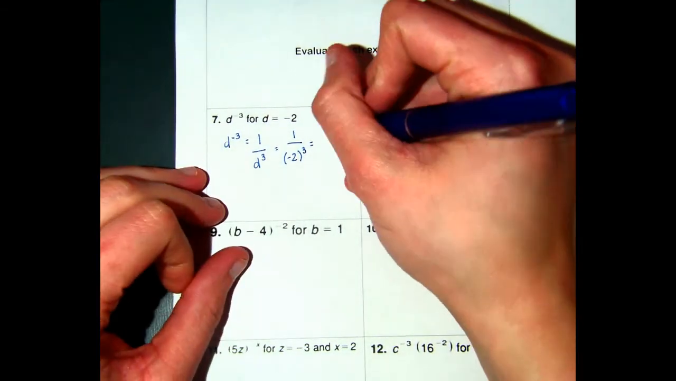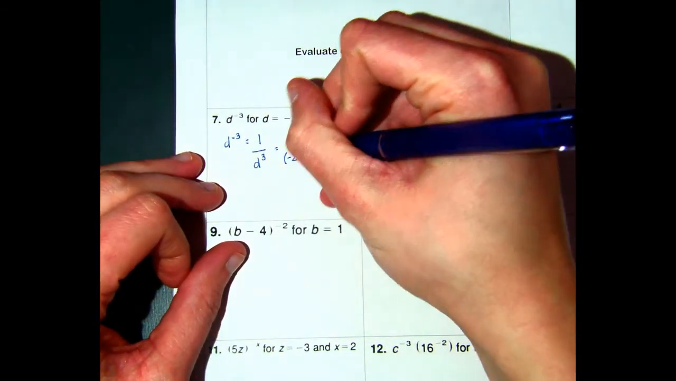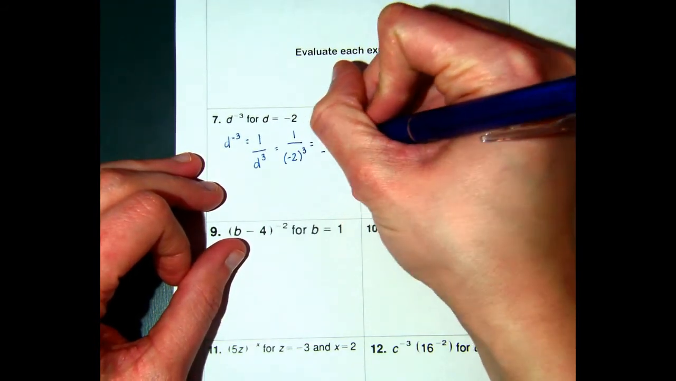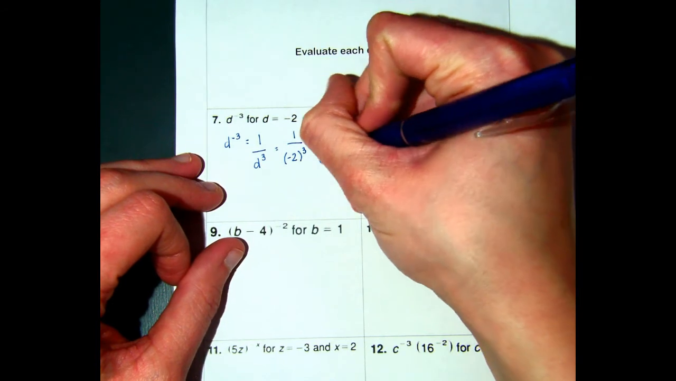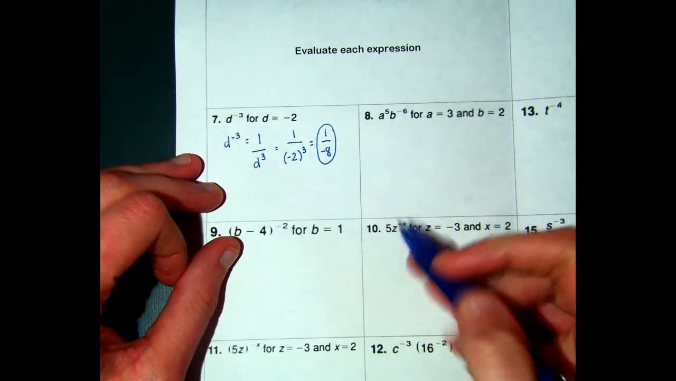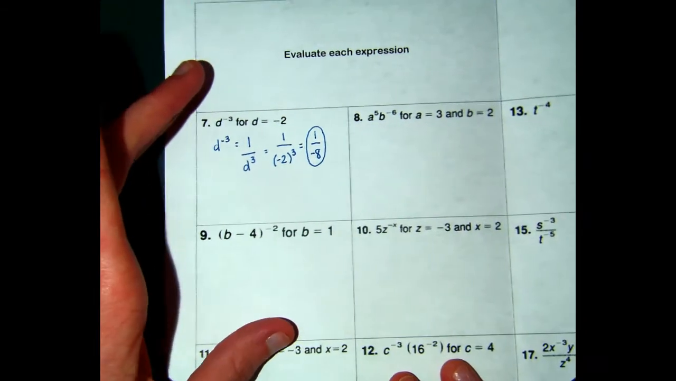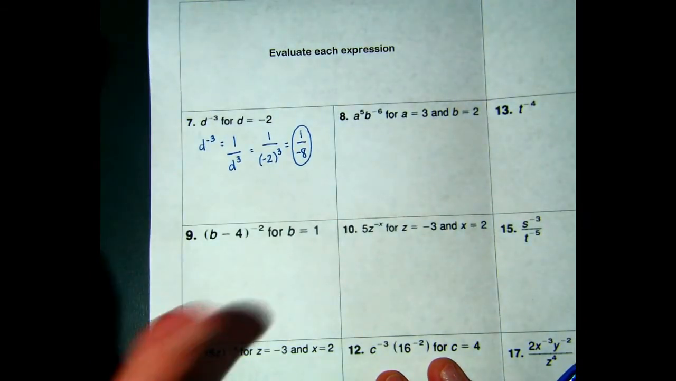Now that I've plugged it in, I'm going to determine negative 2 to the third. Negative 2 times negative 2 times negative 2 will give me negative 8. So negative 1 over 8 or 1 over negative 8. And it's the same. No matter where the negative is, the final solution is negative.